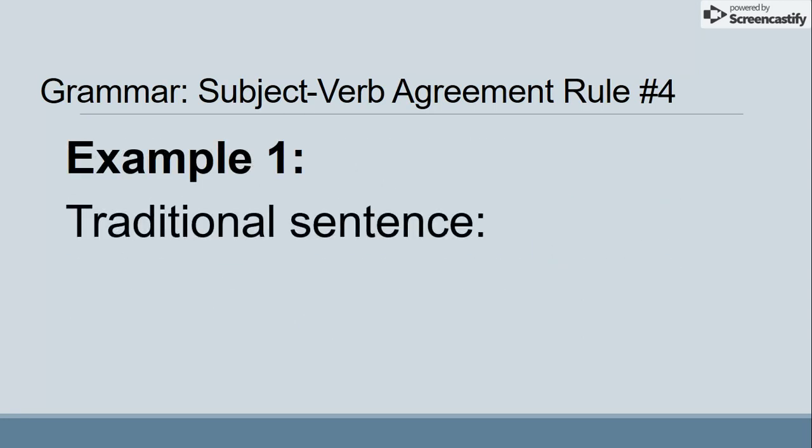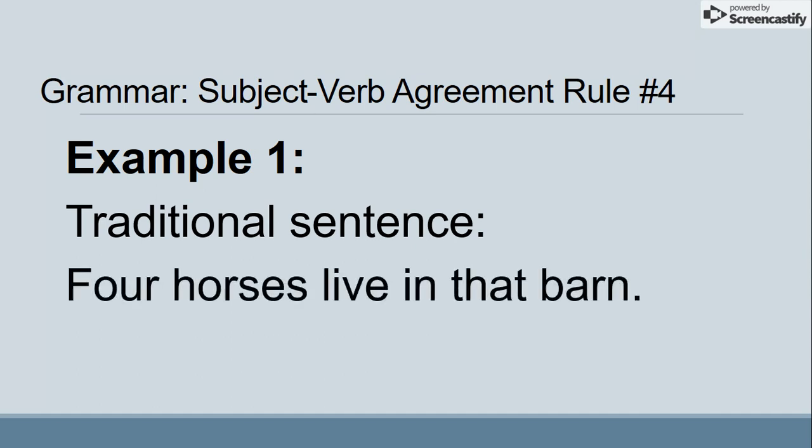Okay, so in a traditional sentence, we're going to have this construction. 4 horses live in that barn. Our subject comes first. Our subject is horses. And so we know that if horses is plural, we need a plural verb, and live is the plural verb in this situation. So we have the subject first, and then we have the verb second. But our rule is not about traditional sentences. It's about sentences that are inverted. So let's take a look at what that looks like.